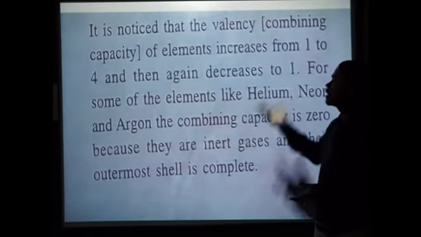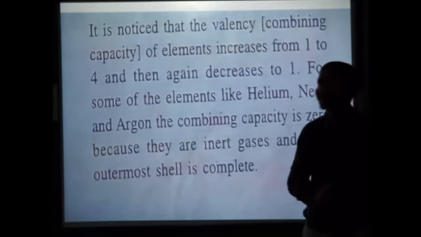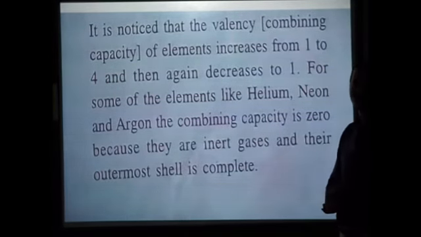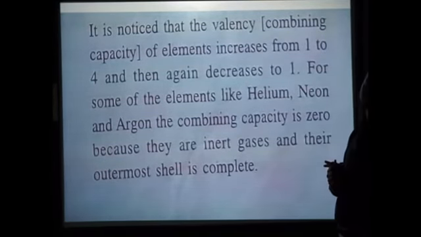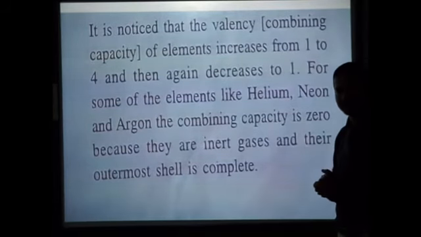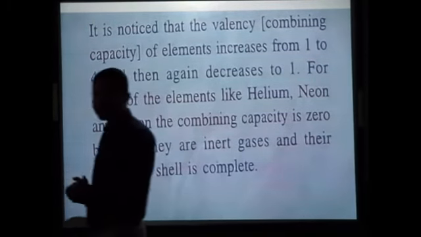But other elements, other than these inert gases, have unstable atoms. Their atoms do not have a complete outermost shell. That's why they combine with other elements, and that's why they have valency. But the valency of inert gases is 0.